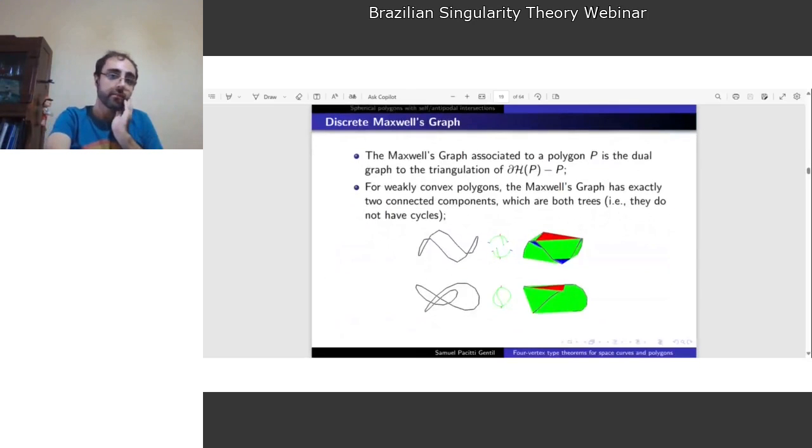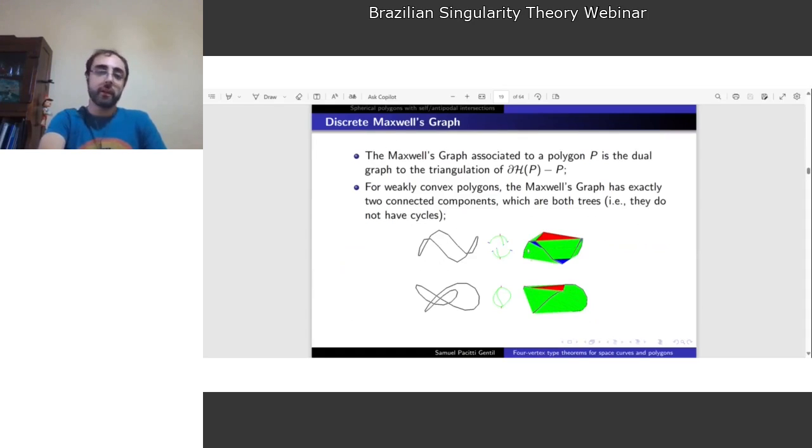Okay, and one of the tools that we can use to prove this theorem is simply looking at what we could call the Maxwell's graph associated to a polygon P. Simply said, it is the dual graph to the triangulation of this set here. This is the boundary of the convex hull, and this is the polygon.